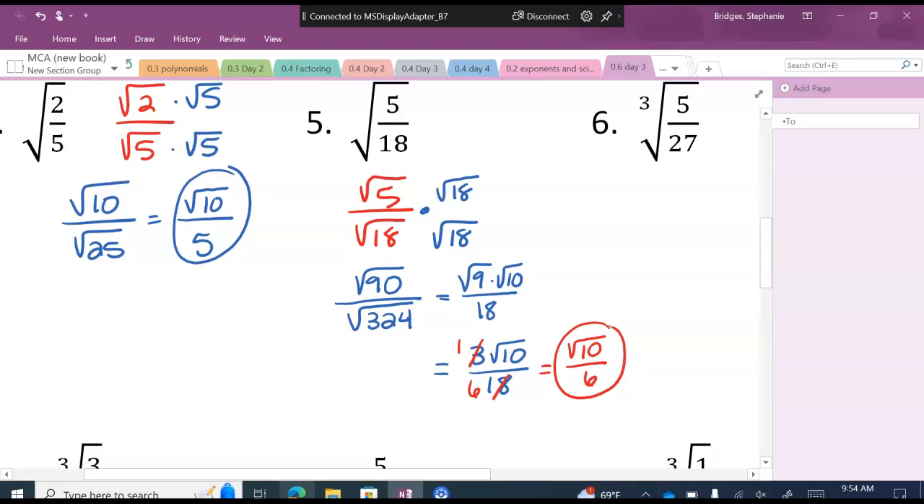Okay. Now, let me show you another way, because I did see a couple people do it this way as well. So if we split it up and we do the square root of 5 over the square root of 18. Tell me what you did on that one first.